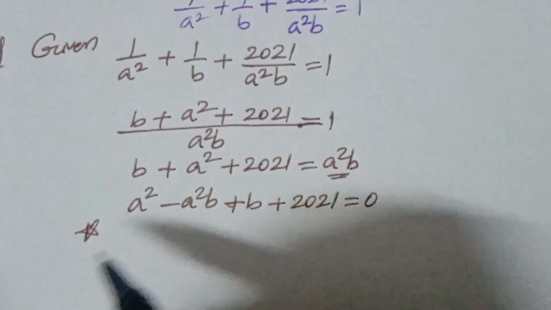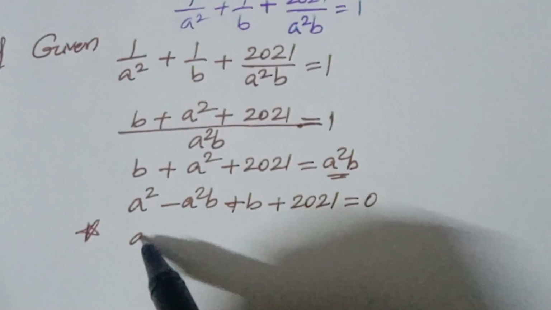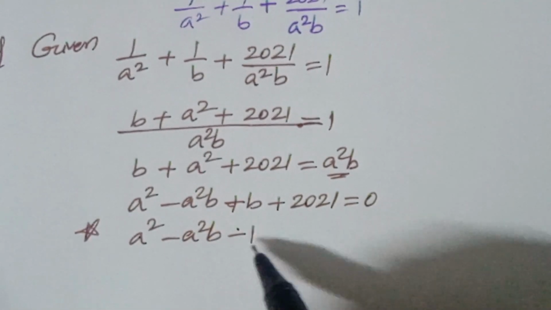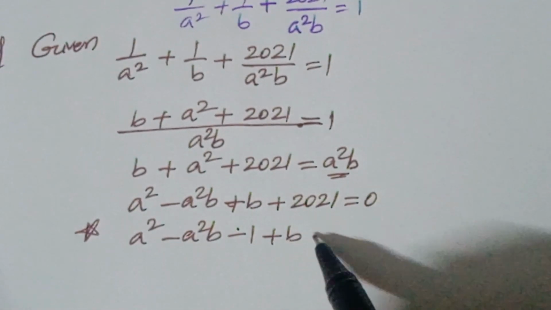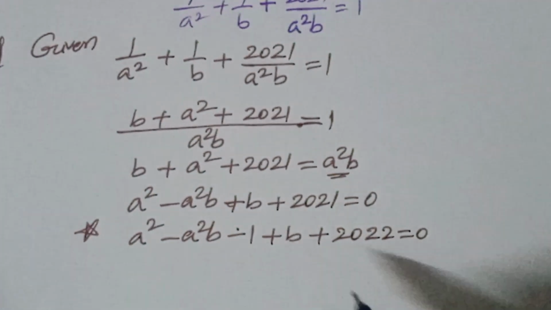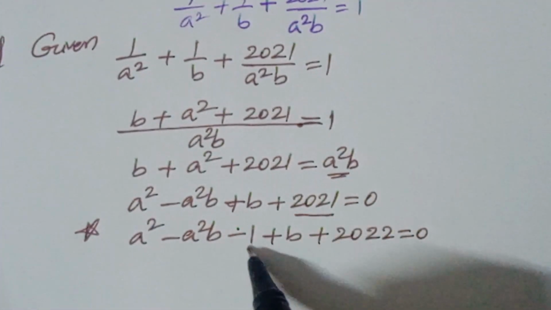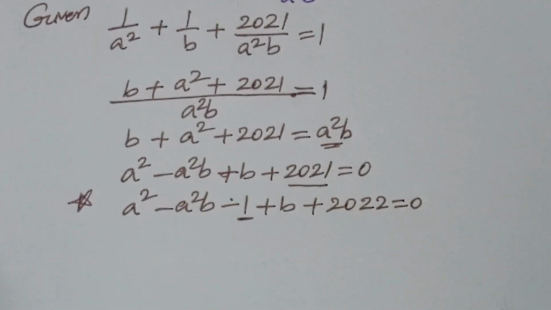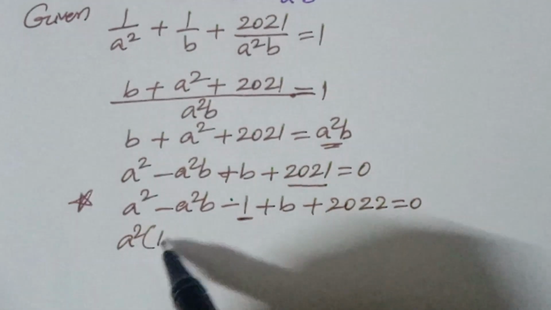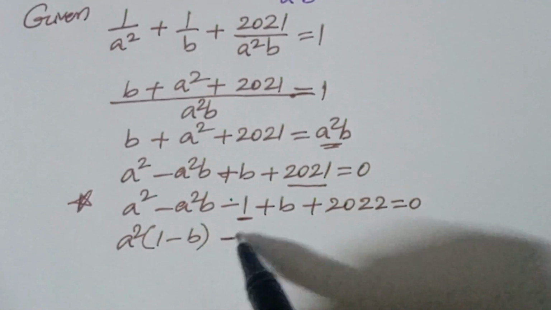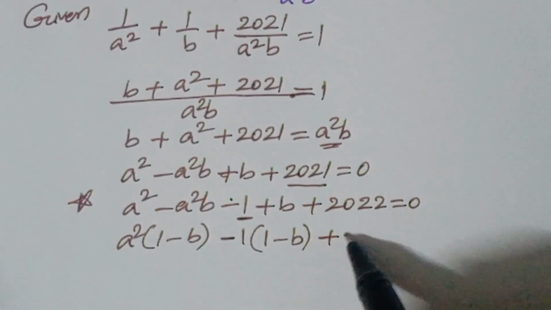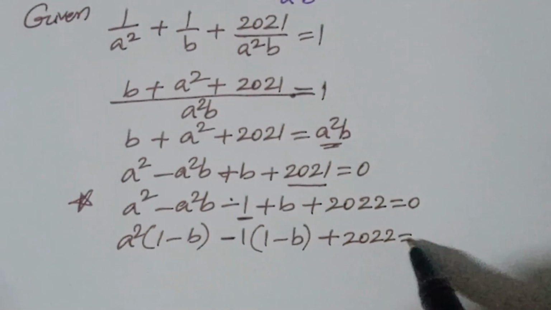Now this is the logical step here we are having: adding 1 and subtracting 1. A square minus a square b minus 1 plus b plus 2022 equal to 0. Here we are adding 1, and we are subtracting 1 so that the equality doesn't change. So here a square common 1 minus b, minus 1 common 1 minus b, plus 2022 equal to 0.